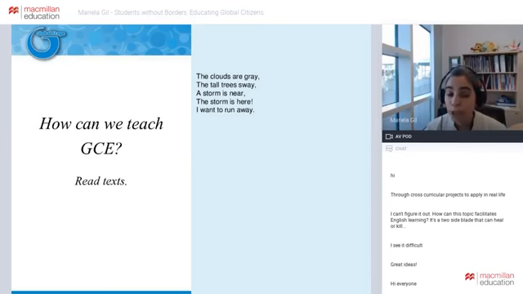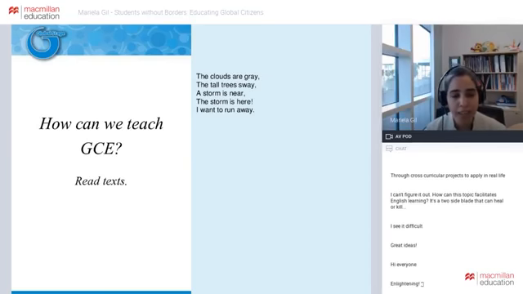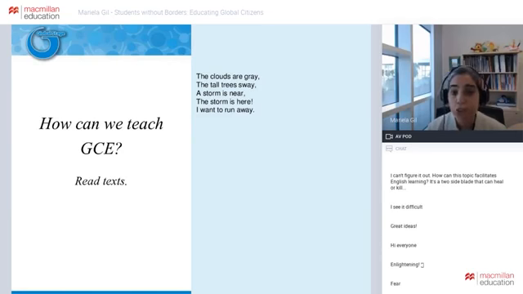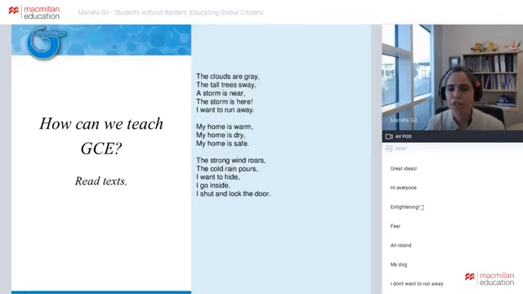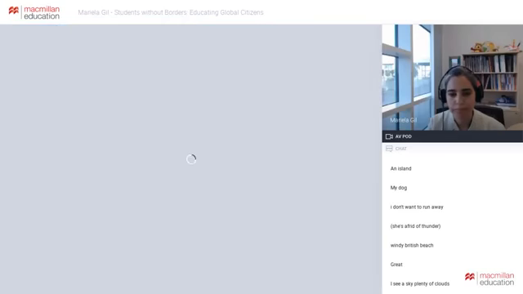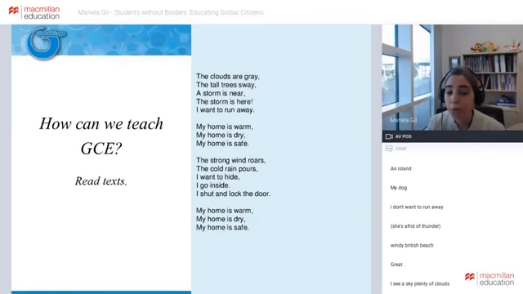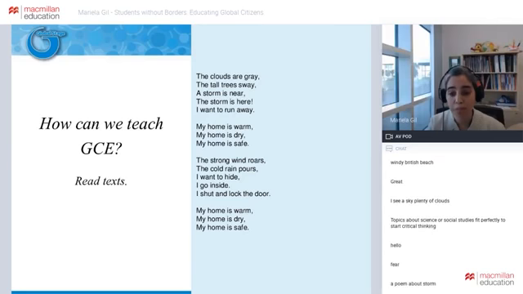The clouds are gray, the tall trees sway, a storm is near, the storm is here, I want to run away. My home is warm, my home is dry, my home is safe. The strong wind roars, the cold rain pours. I want to hide, I go inside. I shut and lock the door. My home is warm, my home is dry, my home is safe.